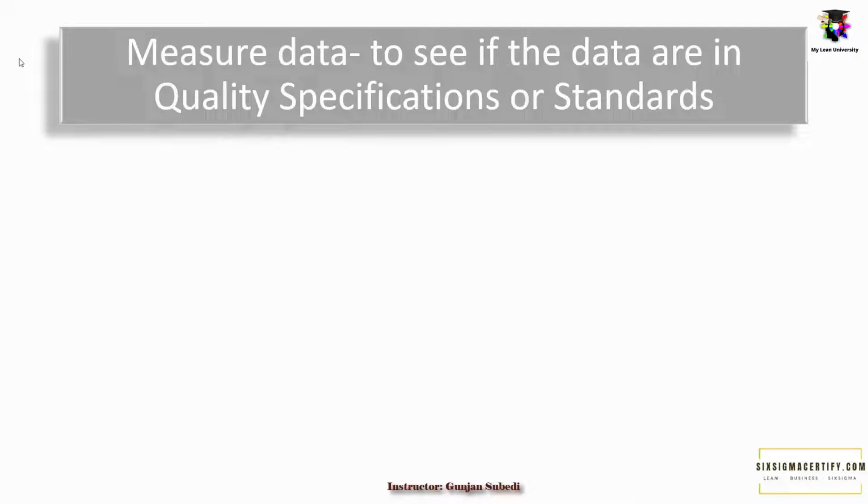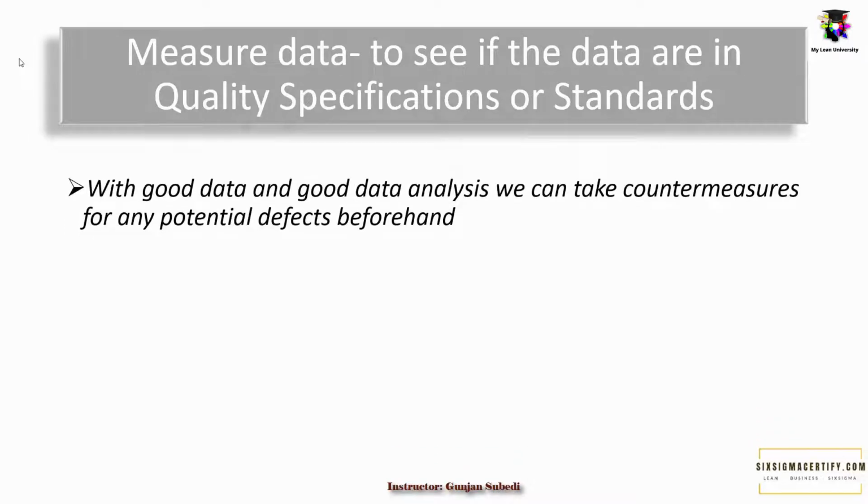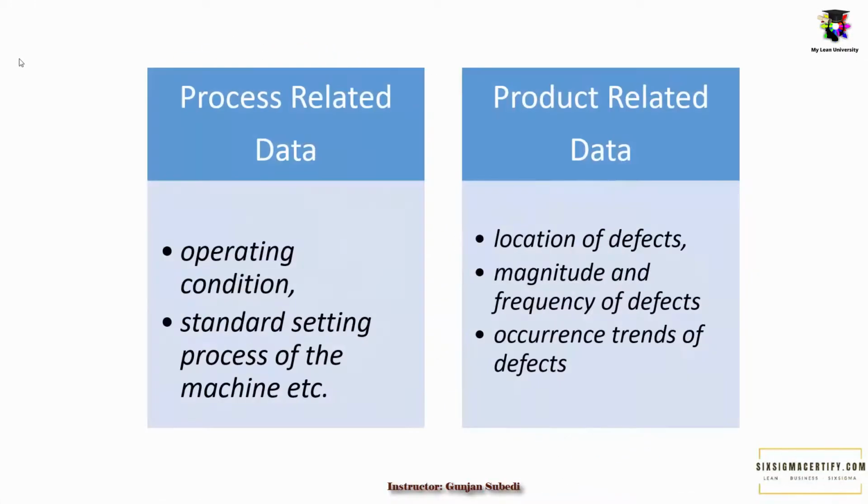We studied that in quality maintenance, we try to reduce the defects. But for reduction of the defects, or say for understanding the actual scenario of the defects, we need historical data of defects. With good data and good data analysis, we can take countermeasures for any potential defects beforehand, or before the actual equipment breakdown. So what are these data? This could be either data related to process or data related to product.